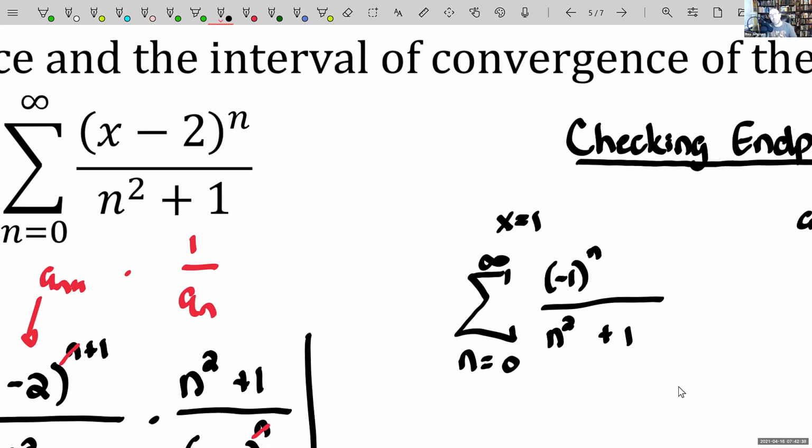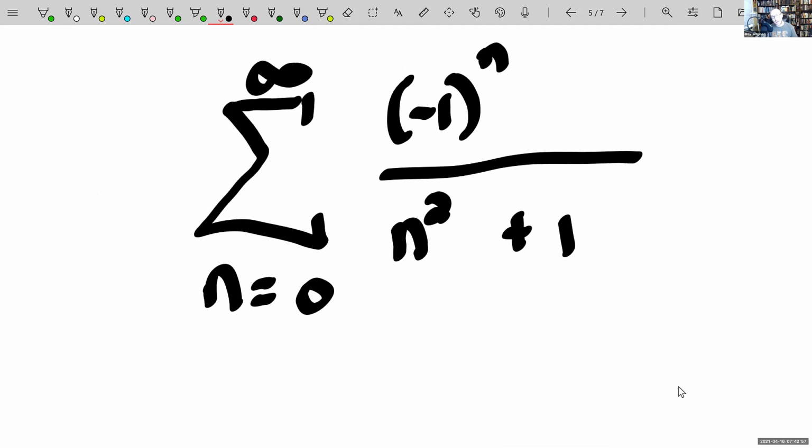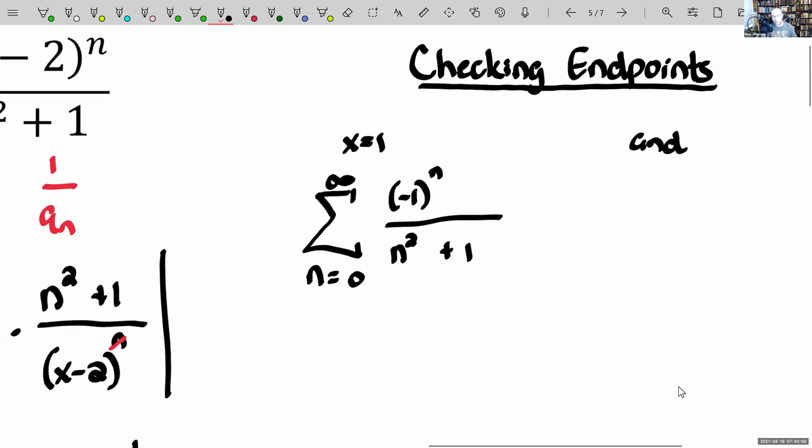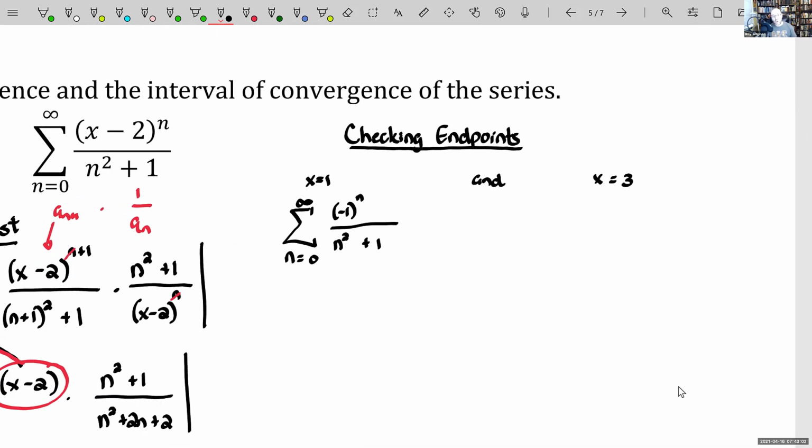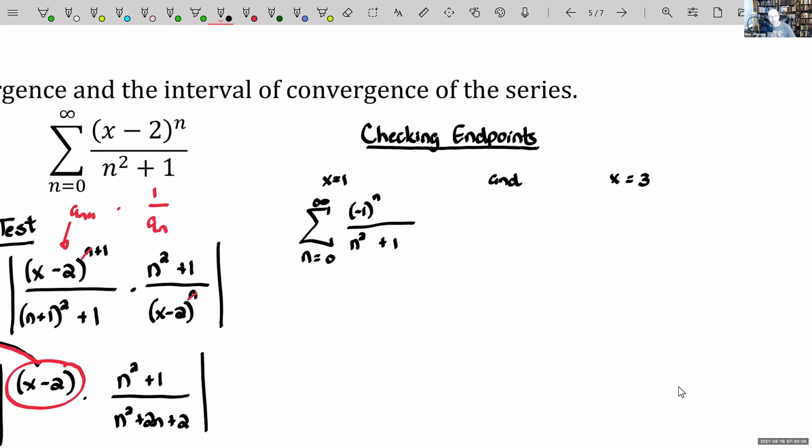When you're dealing with power series, you're often going to use the ratio or the root test. However, when testing endpoints, you'll often use the alternating series test. So you do have to remember your alternating series test, and you can see it right here. But yet again, another however is that you're not only testing the left endpoint, x equals 1, you have to test the right endpoint, x equals 3. So let's go ahead and write down that power series.